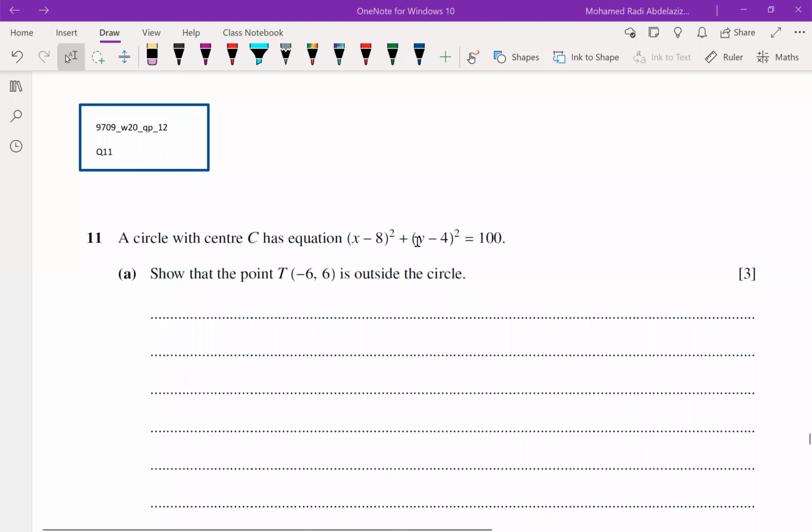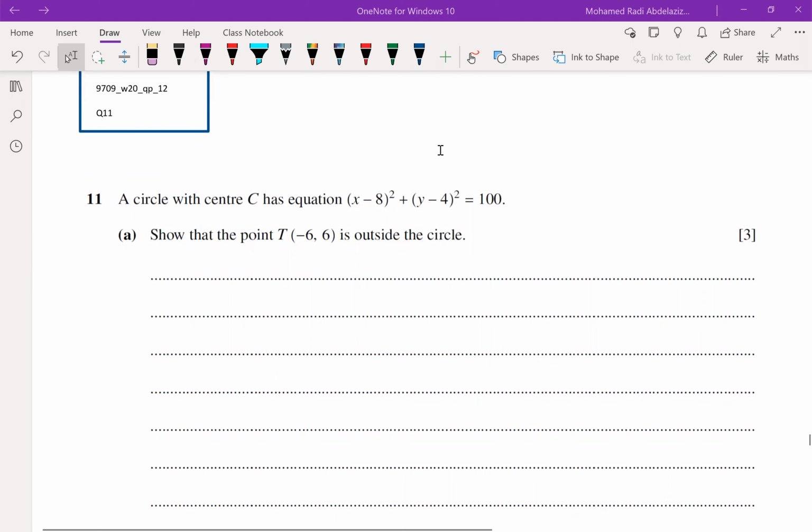Hello guys, in this tutorial I'm gonna solve question number 11, variant 2, winter 20. This question is related to coordinate geometry and circles.